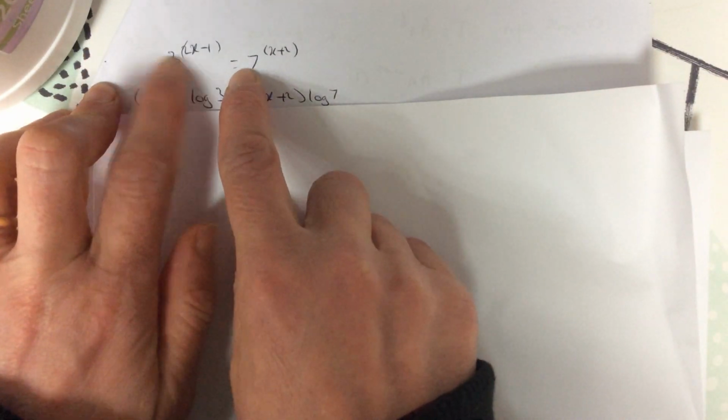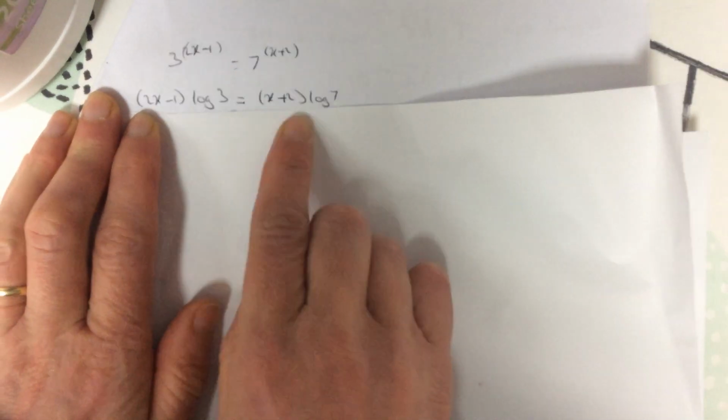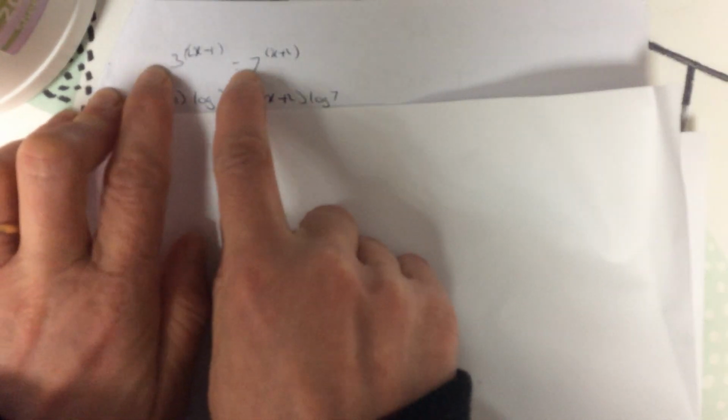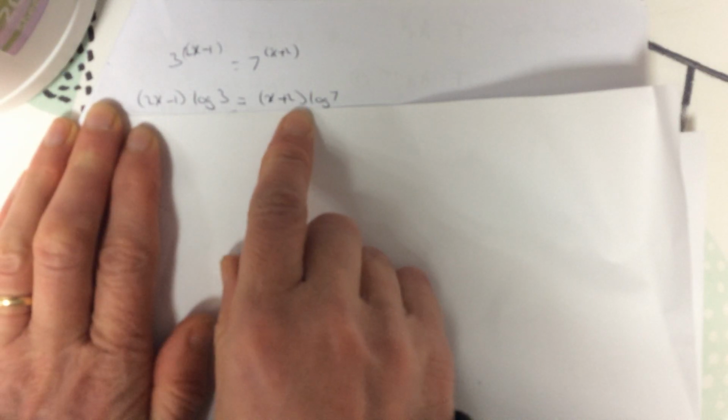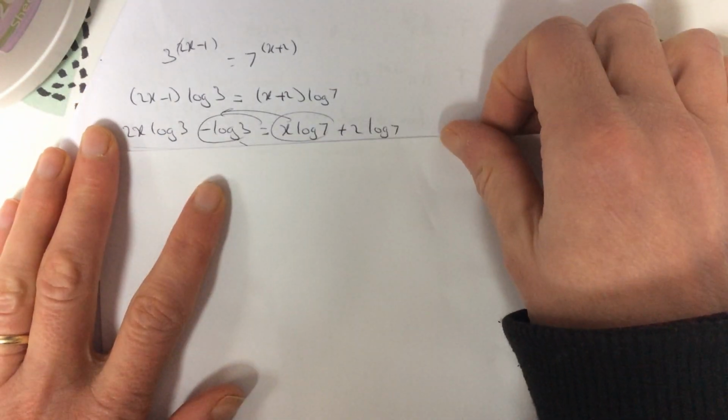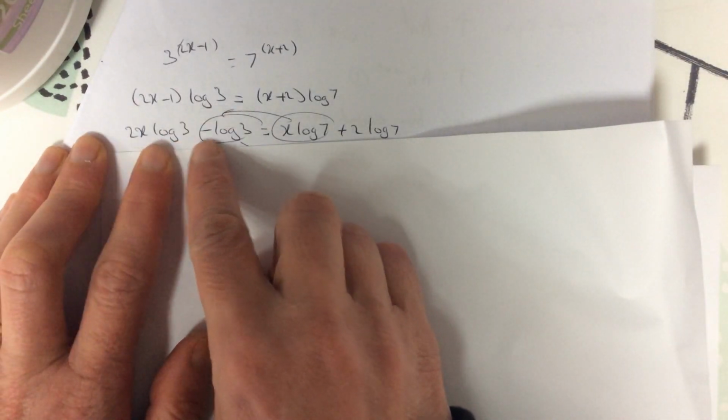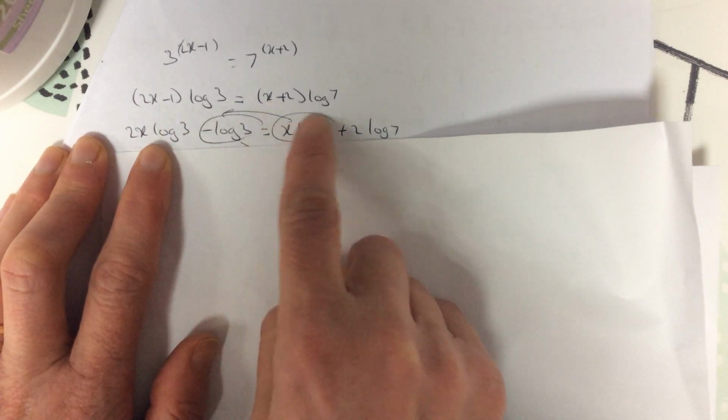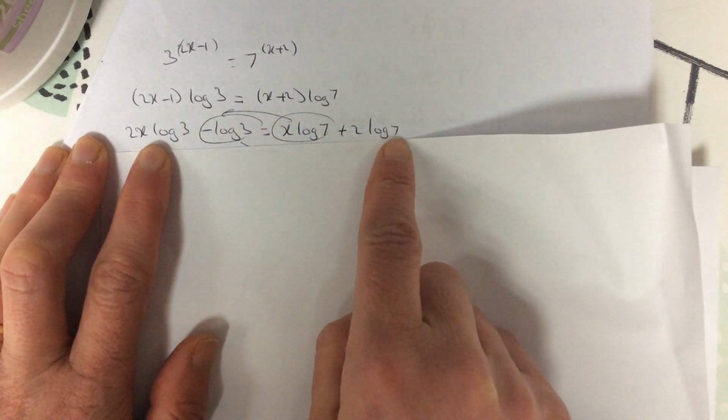You can put the logs in there, and you bring the power to the front. So I tend to do it all in one go: put logs in front and bring the powers to the front. Expanding out those brackets, so 2x log 3 minus 1 log 3 equals x log 7 plus 2 log 7.